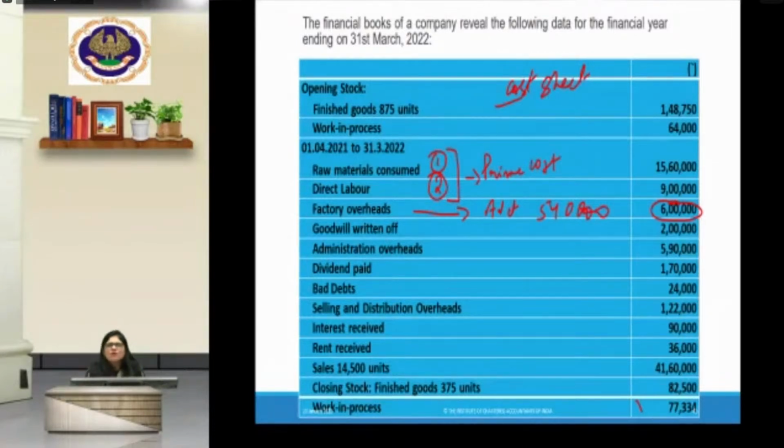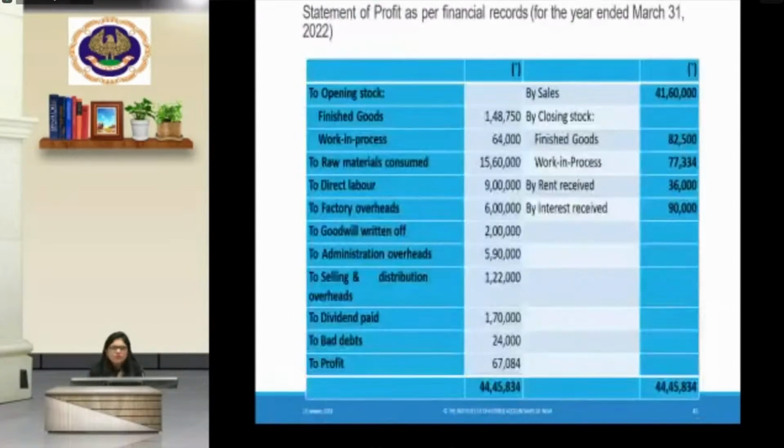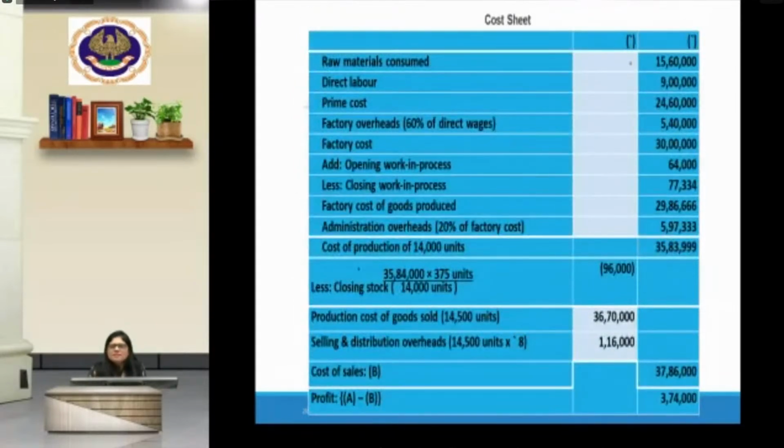Factory overheads for the cost sheet will be 5,40,000 and not 6 lakh. So to the prime cost, add 5,40,000. What you get after adding? Let me show you the cost sheet so you understand. See, raw material consumed remains the same. Direct labor remains the same.